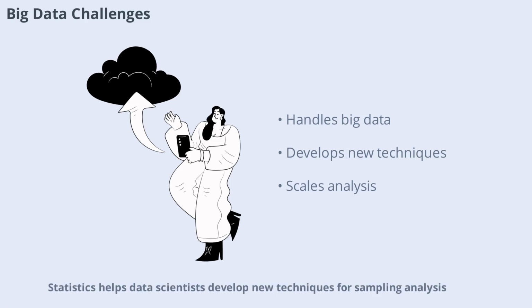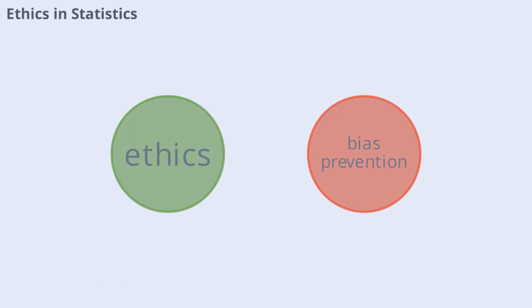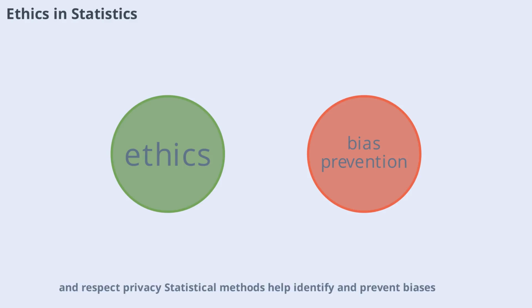Statistics helps data scientists develop new techniques for sampling, analysis, and visualization that can handle the volume, velocity, and variety of big data. Ethics is a critical aspect of statistics in data science. Data scientists must ensure their analyses are fair, transparent, and respect privacy. Statistical methods help identify and prevent biases, ensuring that data-driven decisions are ethical and responsible.